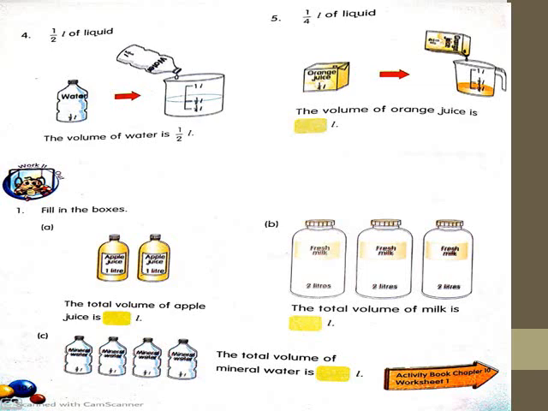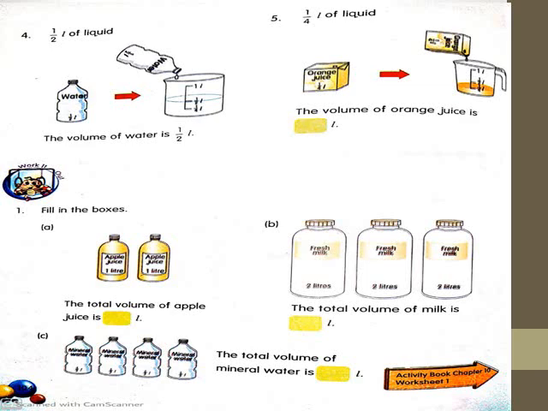Look at the fill in the boxes. In part A the apple juice is 1 liter, and there are 2 bottles of this apple juice. They are asking the total volume of apple juice is dash liter. Obviously when you have 1 liter in one bottle, and there are 2 bottles, 1 plus 1 will be 2. So you will say the total volume of apple juice is 2 liter.